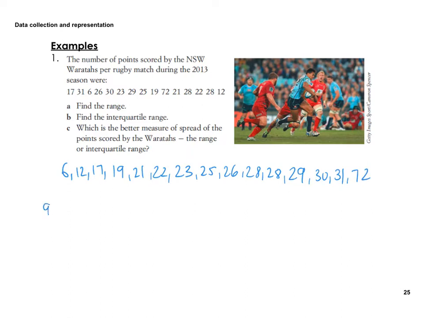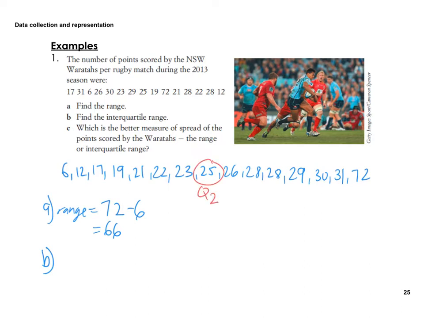Okay, now part A. Okay, range is easy. Just highest minus lowest. So 72, take away 6, which is 66. Okay, now interquartile range is a little bit harder. Let's start by finding the median, which is Q2, so the absolute middle. How many scores are there? There are, I believe, 15 scores. Middle score will be the 8th score. So let's count out 8 numbers. 1, 2, 3, 4, 5, 6, 7, 8. So 25 is my median, which is Q2.